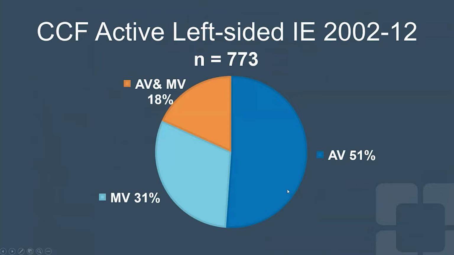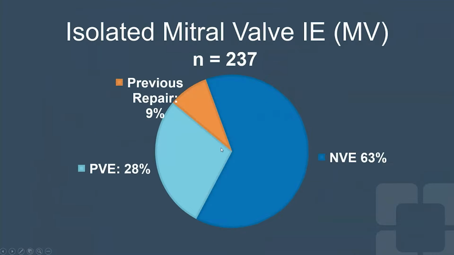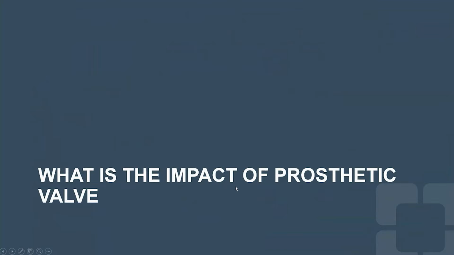So we looked at our experience with infective endocarditis over a 10-year span, and about half of these were aortic valve, a third were mitral valve, and a sixth were combined aortic and mitral valve. The native valve endocarditis represented 40% of our population, and prosthetic valve represented about 60%. When it came to the mitral valve, native valve represented an even larger proportion.